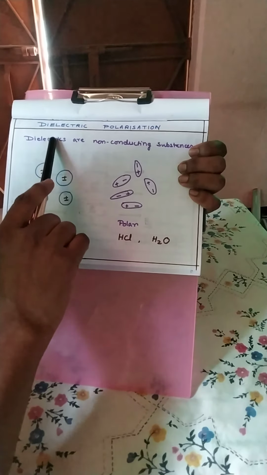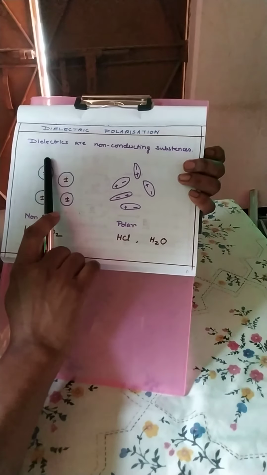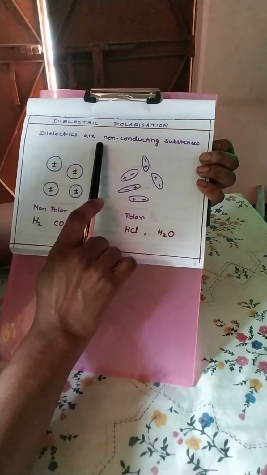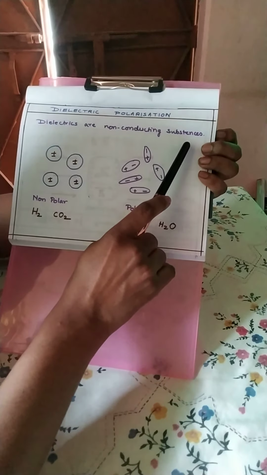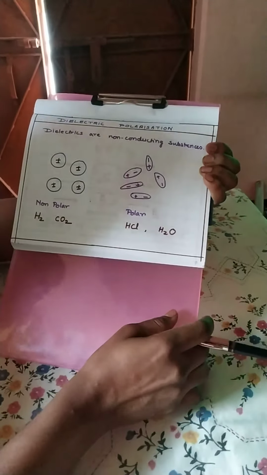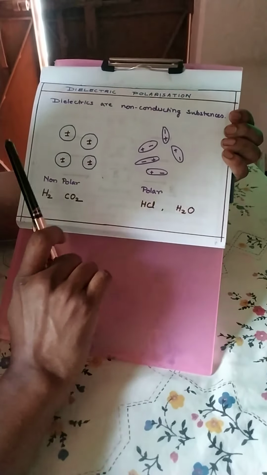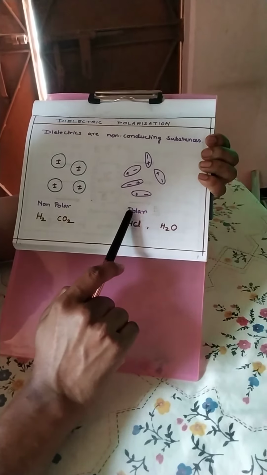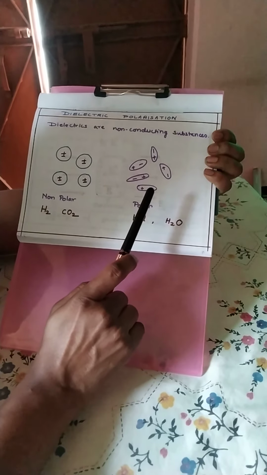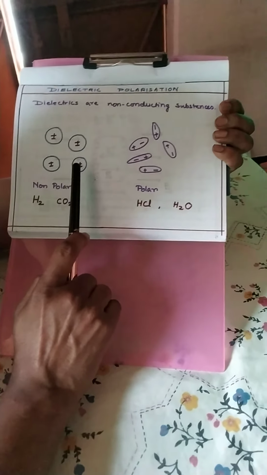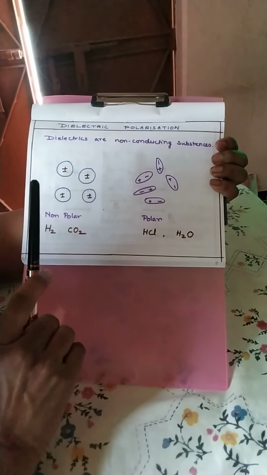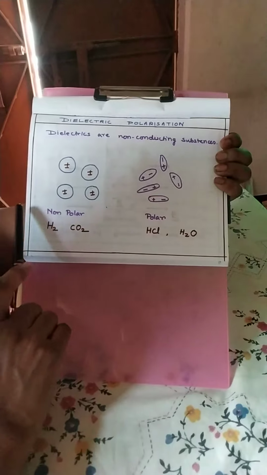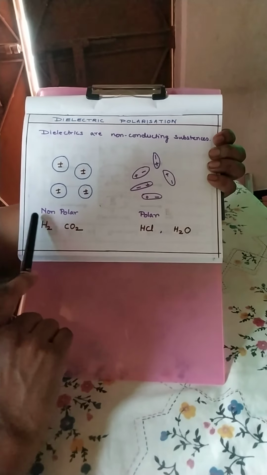So what to discuss? Dielectric polarization. Dielectrics are non-conducting substances. What are dielectrics? Dielectrics are just insulators. Dielectrics may be of two kinds, non-polar and polar. Non-polar means when the center of gravity of positive charge and the center of gravity of negative charge coincide together, then it is non-polar.